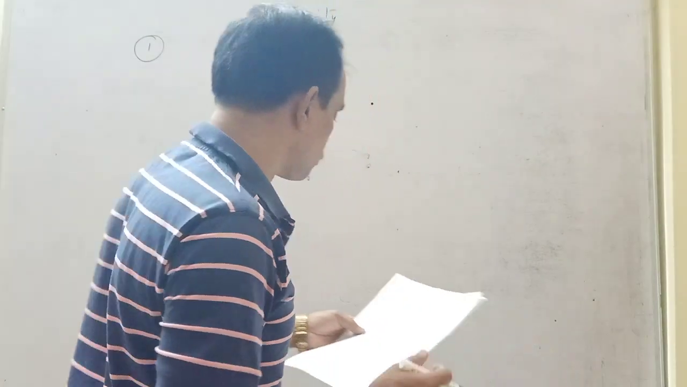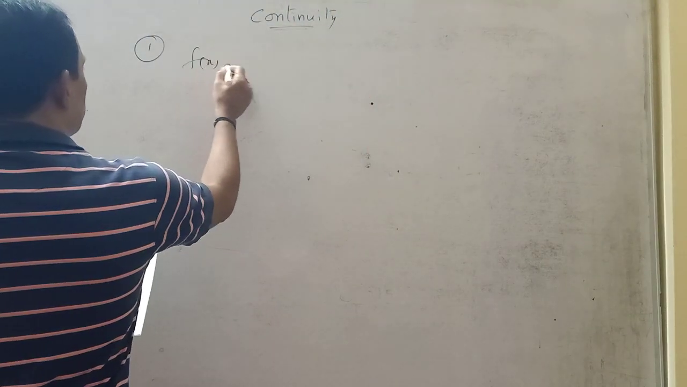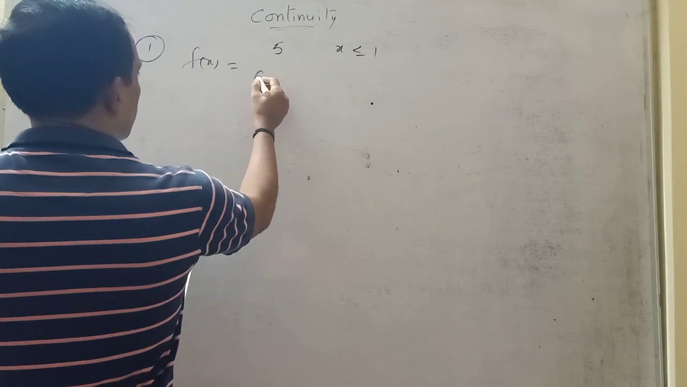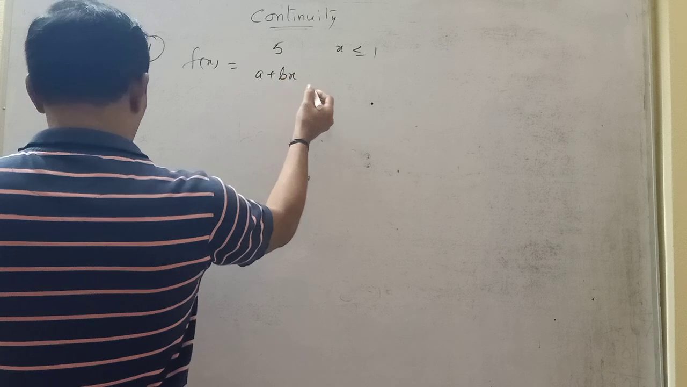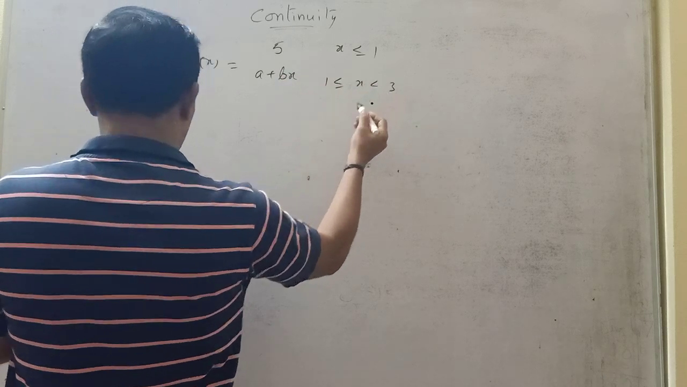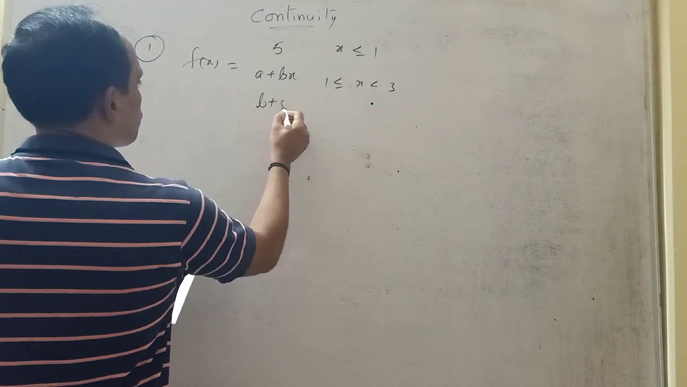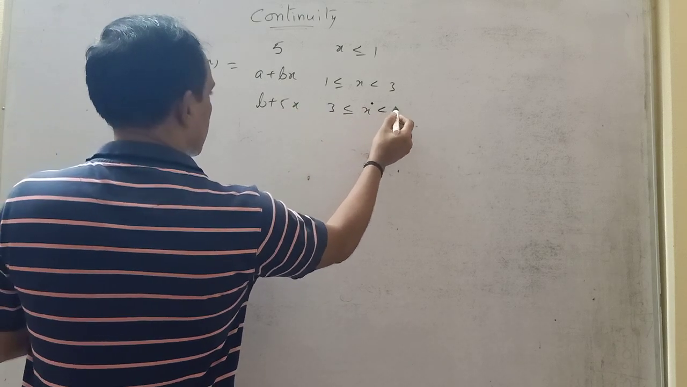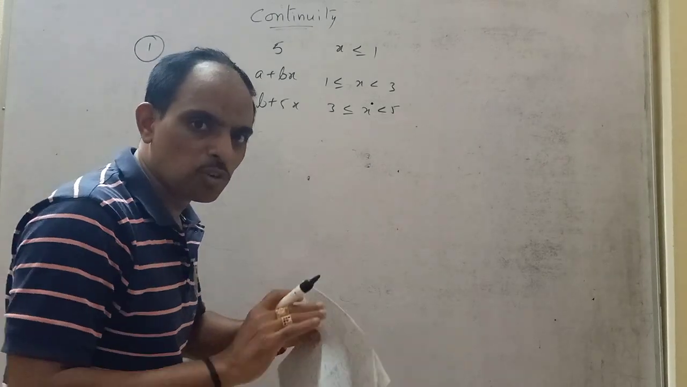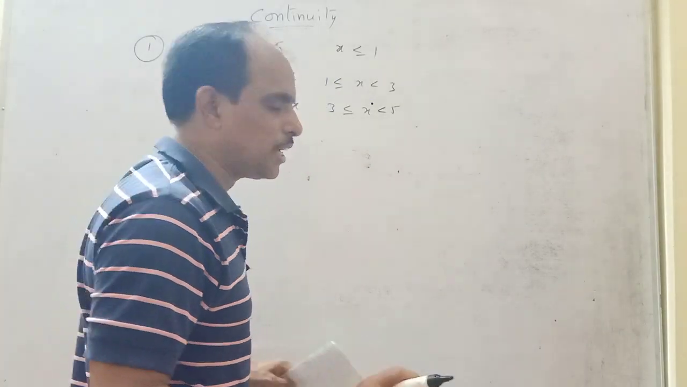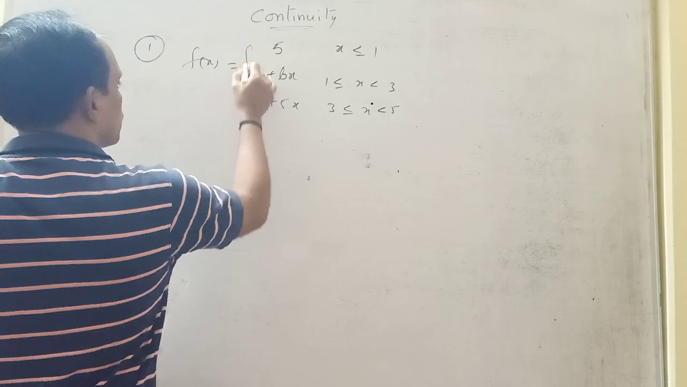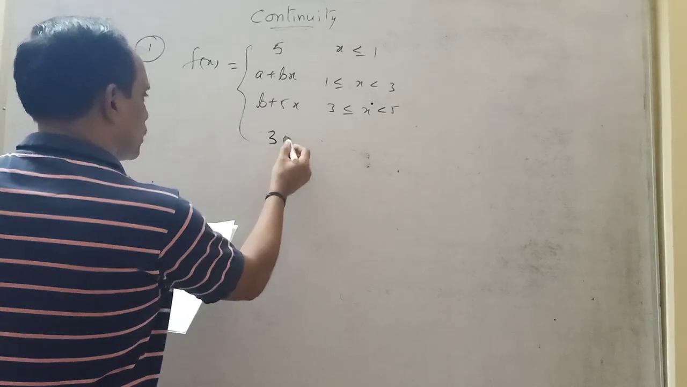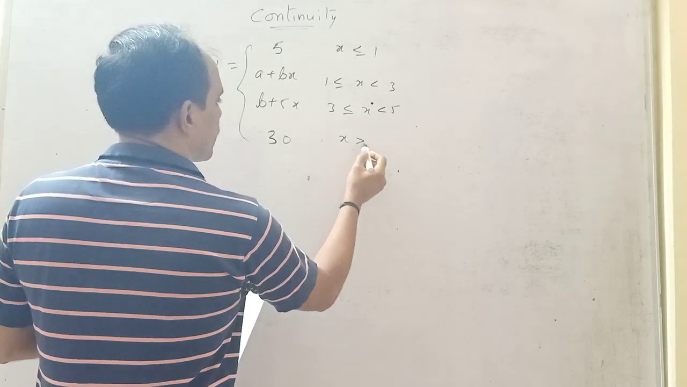Now the first question is f of x is equal to 5 when x is less than or equal to 1, and a plus bx when 1 is less than or equal to x less than 3, and b plus 5x when 3 is less than or equal to x less than 5, and 30 when x is greater than or equal to 5. Don't think it is a very easy question. I am not going to teach easy questions at all, just the typical questions, somewhere some confusing questions.